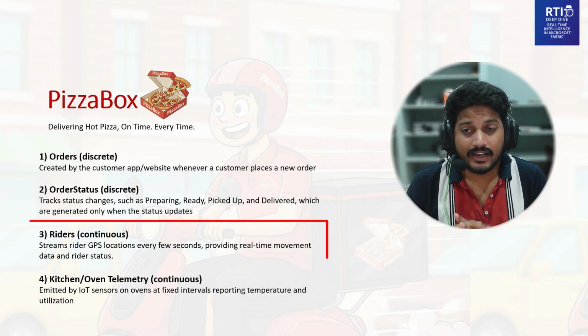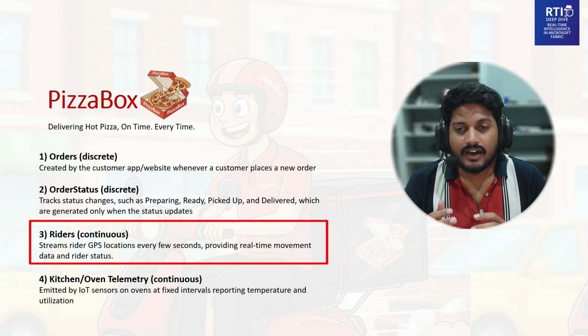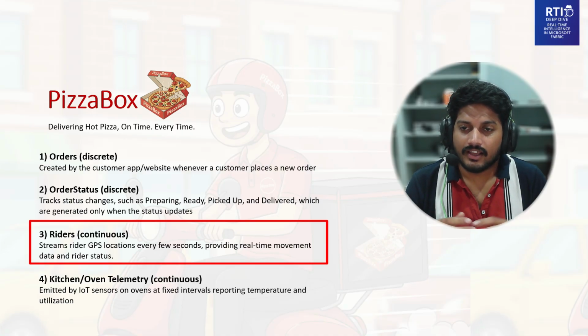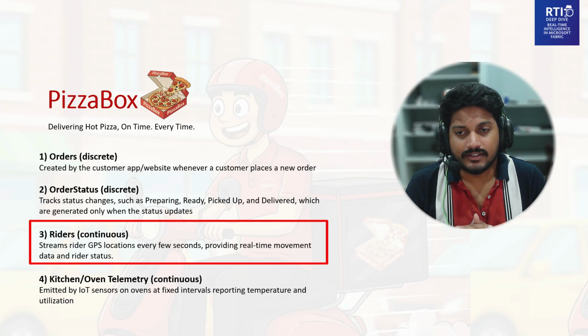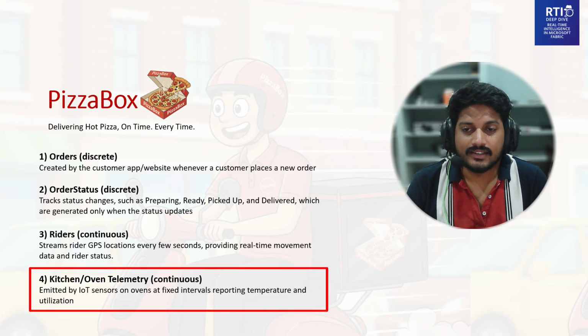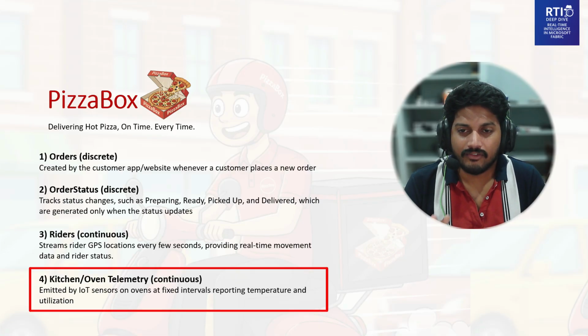The third one is riders. Riders have the rider app, which automatically sends the rider's location and status continuously every 1 minute, so that we can track where the rider is. The fourth one is kitchen, which updates sensor data every 1 minute, like the temperature of the oven, the temperature of the fridge, and similar sensor details.